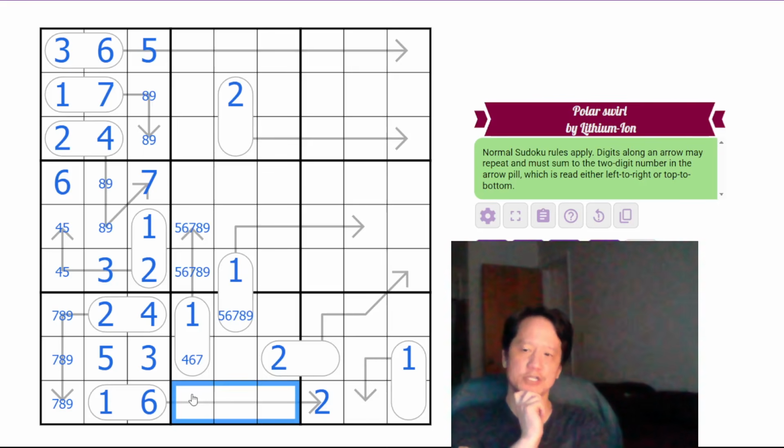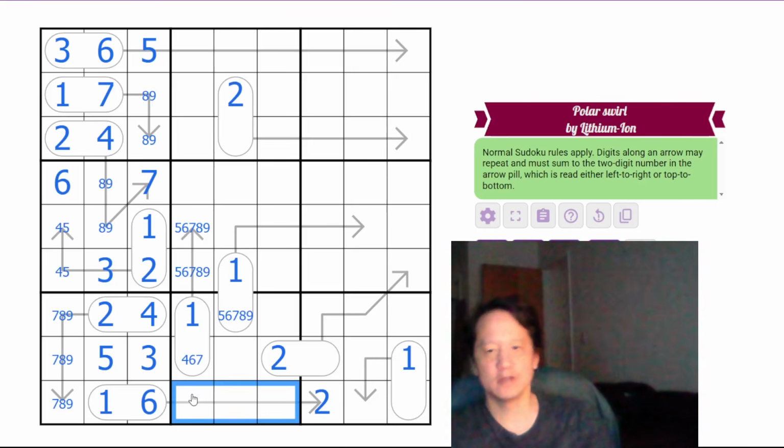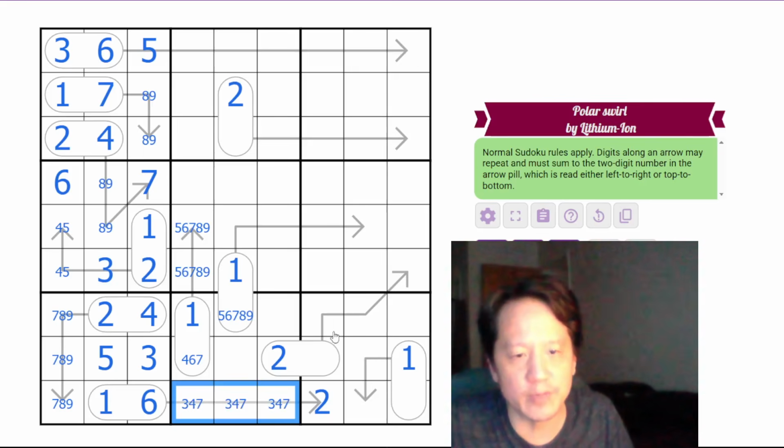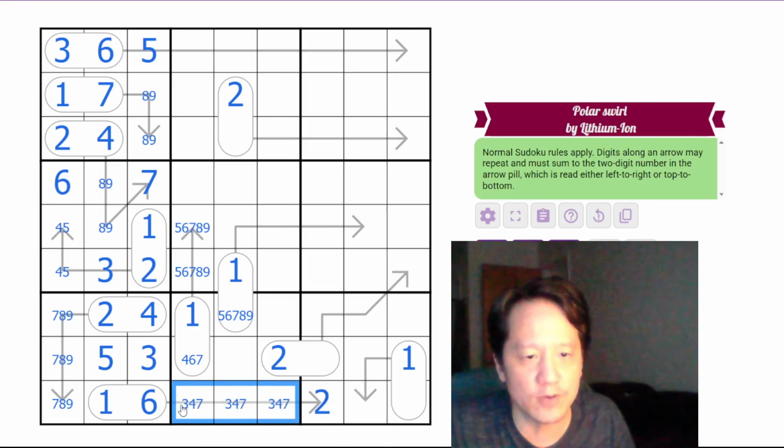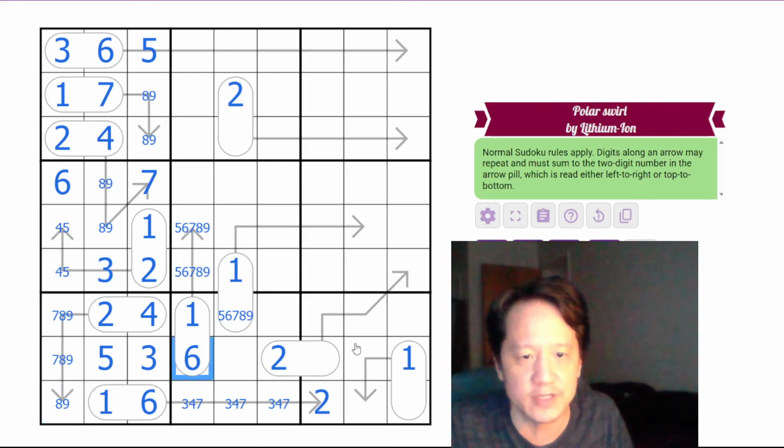So 14 could be 3, 4, and 7, and 3, 5, and 6. Well, we already have a 6 in the row, so that doesn't work. So it must be 3, 4, and 7. So this 3, 4, 7 means that the 3, 4, and 7 are eliminated from the rest of the row and box. This can't be 4 or 7, it's 6.